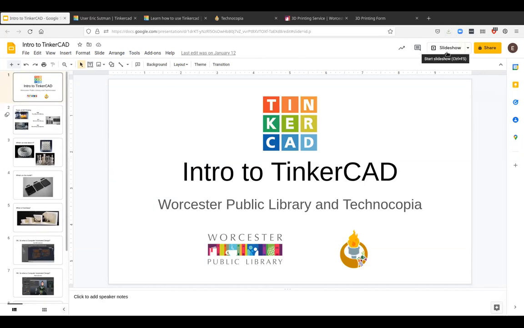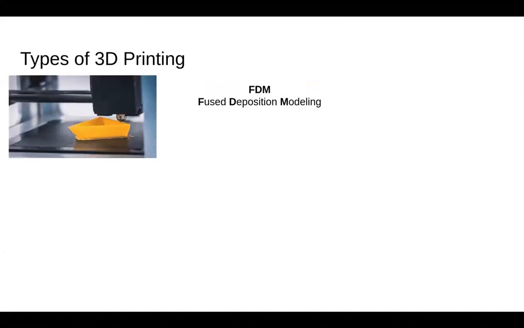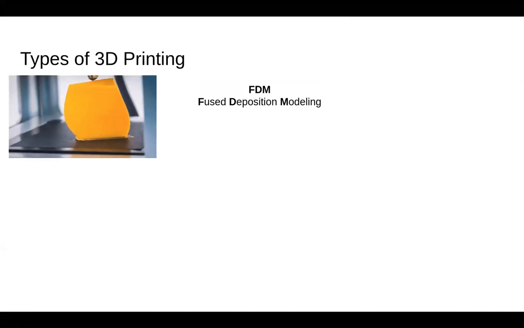So let's talk a little bit about it. I just have a few short slides. Can everyone still see the presentation? Great. Okay. So what is 3D modeling, 3D printing? 3D printing is an additive process for building things. We build things by adding things rather than carving them away.